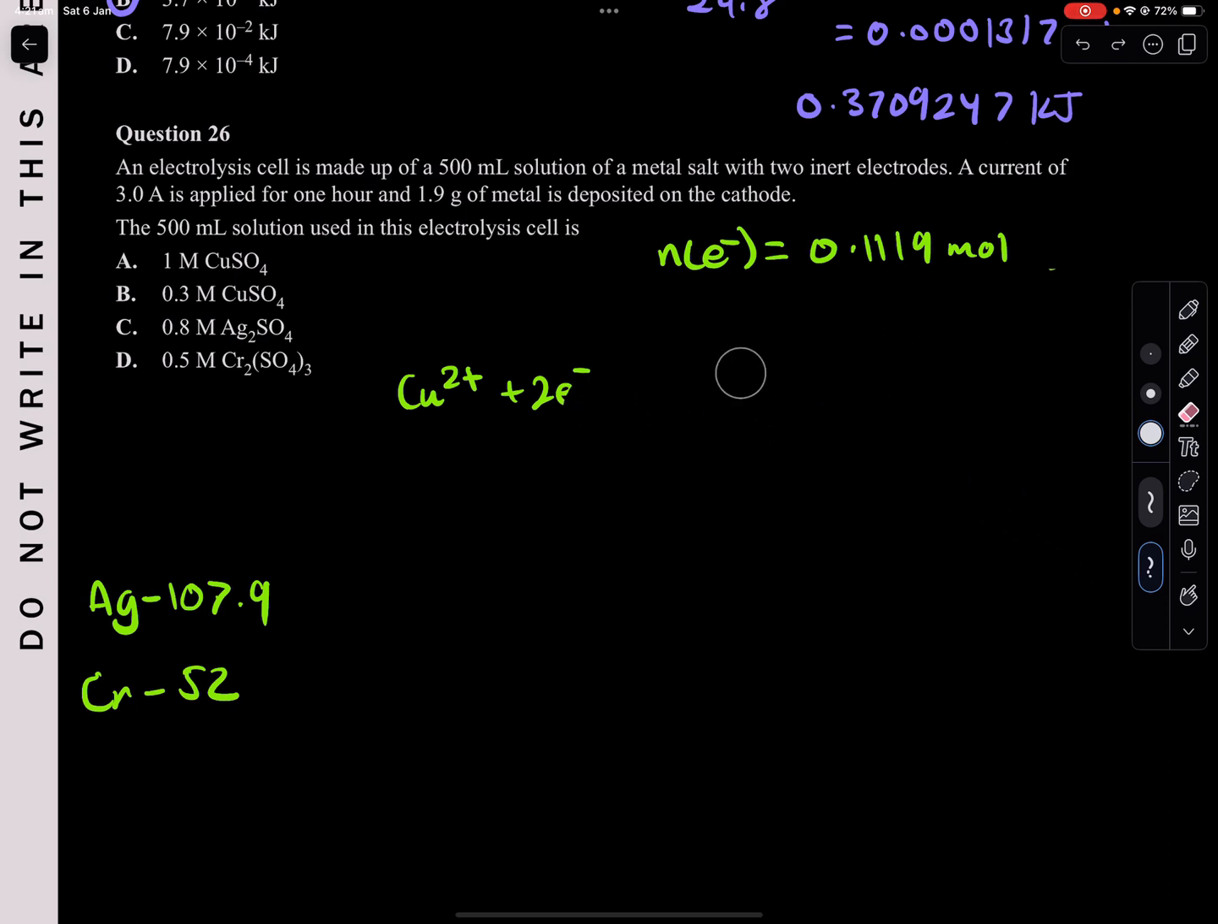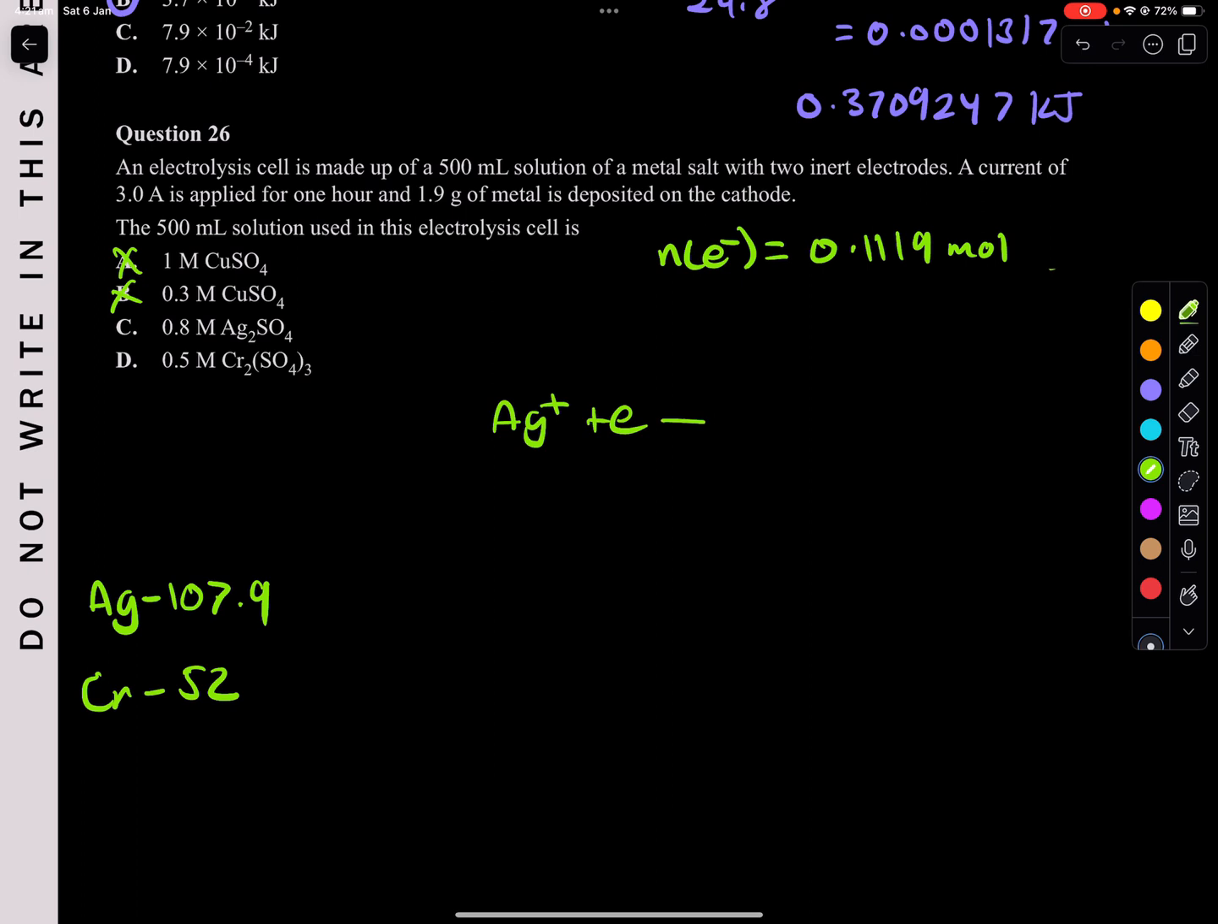Let's look at the different case now. That's wrong. Also, B is wrong, by the way. The concentration is different, but it's still copper. Concentration doesn't do anything. It's all about the copper. Okay. Next one is Ag, which is silver. So Ag plus plus e goes to Ag solid. Number of moles of Ag is going to be 1.9, the mass, divided by the molar mass of Ag, which is 107.9.